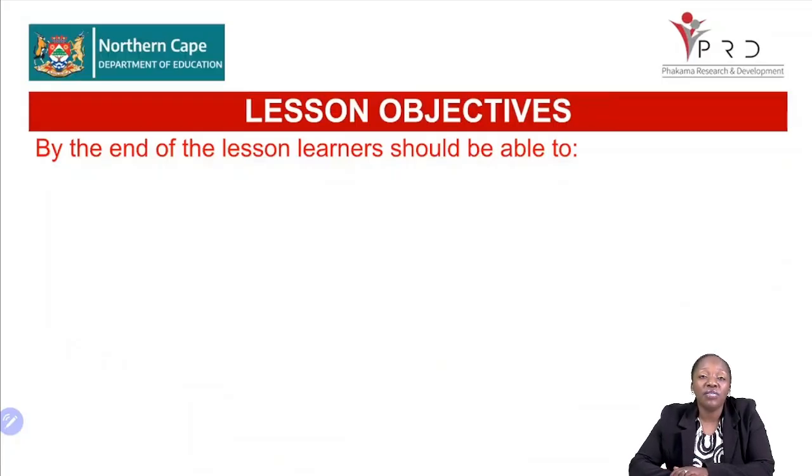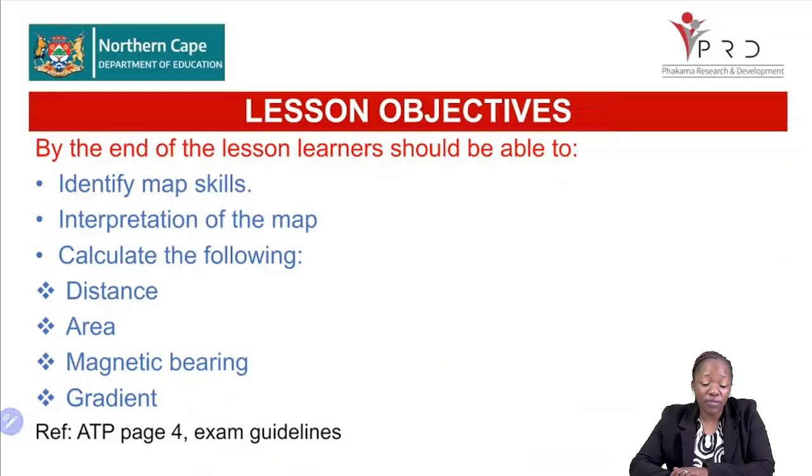By the end of this lesson, learners, you should be able to identify the map skills, and you must be able to do the interpretation of the map, and also you must be able to do the following calculations. We're going to look at the distance, we're going to look at the area, we're going to calculate the magnetic bearing, and then lastly, we're going to calculate our gradient.